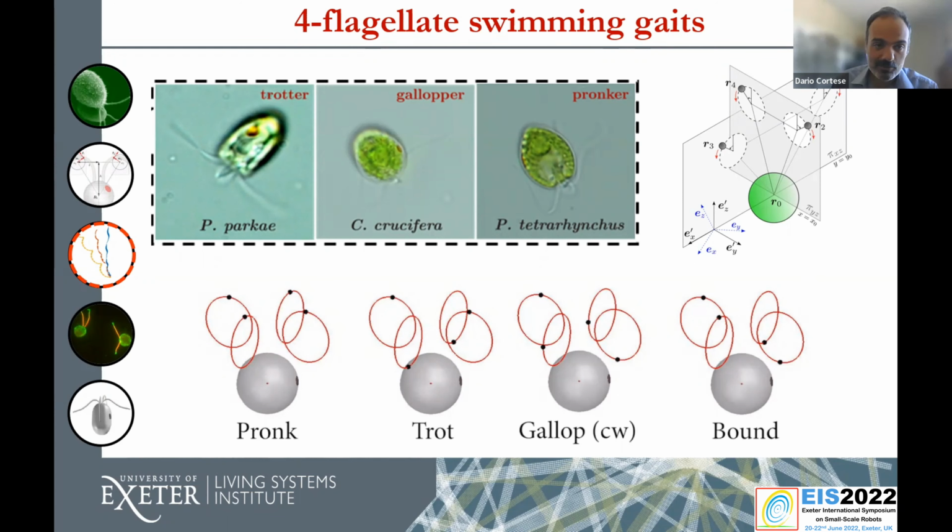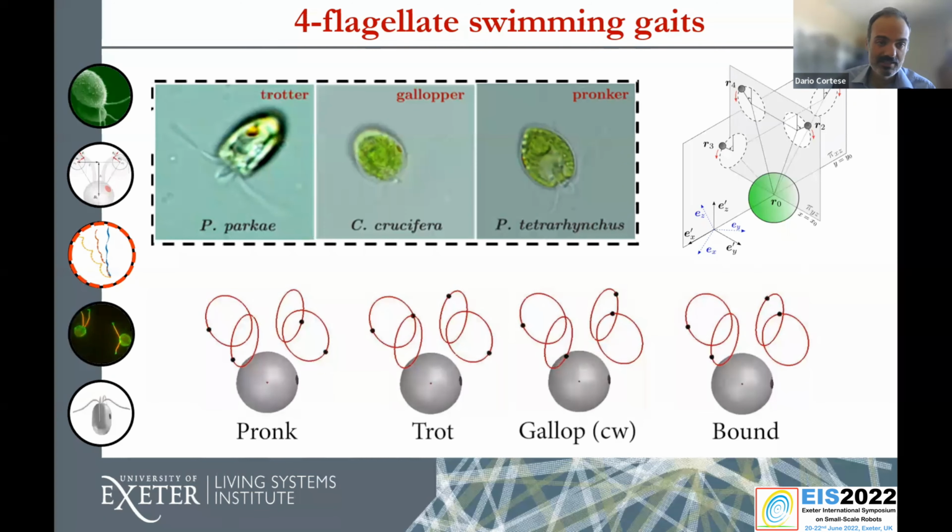And here we see 3 examples of microswimmers that have 4 flagella and similar morphological configurations, and they each have a preferred beat pattern for their flagella.